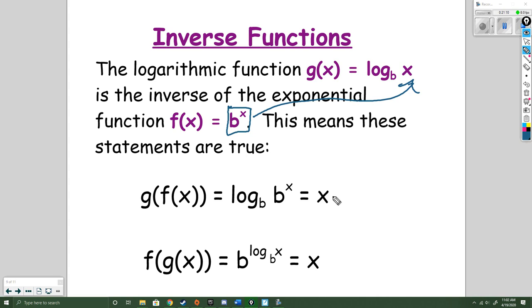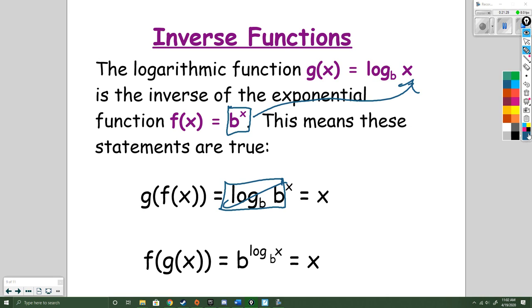And if that yields x, that means these things just undo each other. So if the base and the argument of that logarithm are the same, it just cancels out. That is just 1. And the same thing is true for f of g of x.